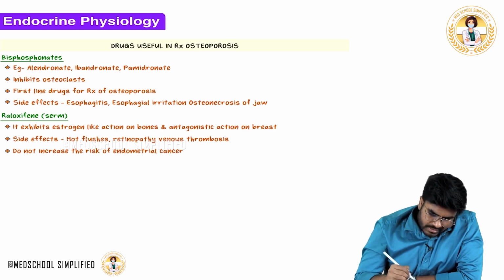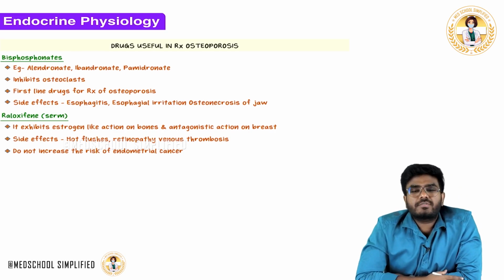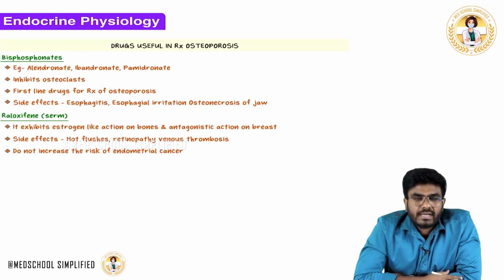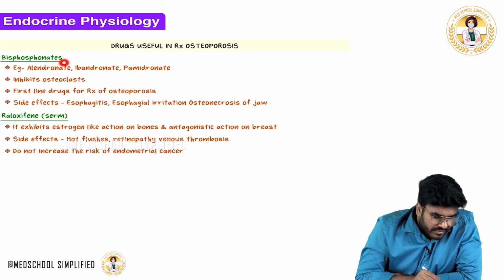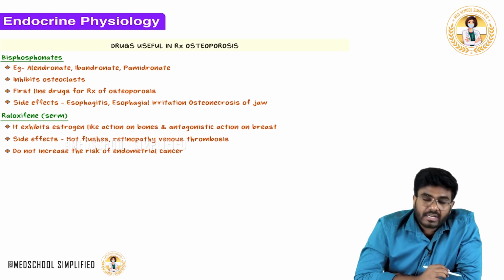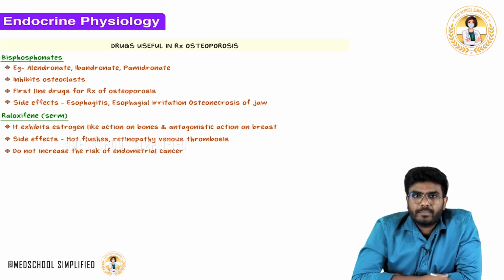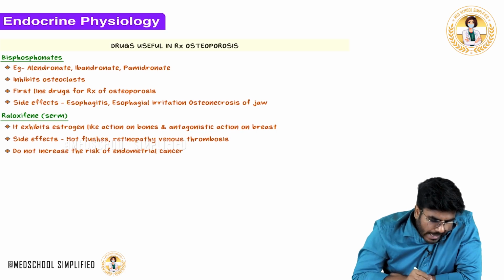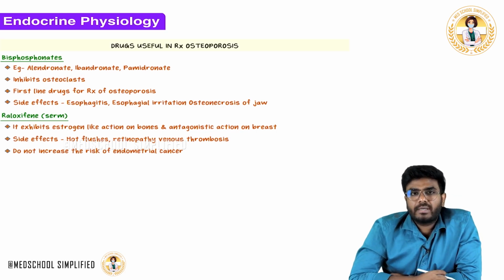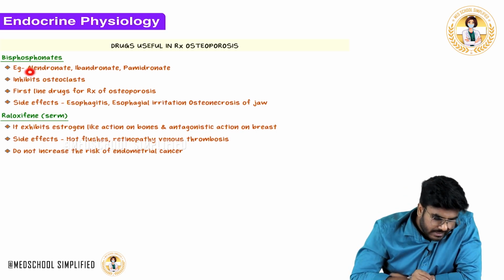Now after this, let's discuss the drugs which are used in the treatment of osteoporosis. Let's discuss the first group of drugs, which are called the bisphosphonates. See, these bisphosphonates are considered the drug of choice, or the first line drugs, for the treatment of osteoporosis. What are the examples of these bisphosphonates? They include alendronate, zoledronate, pamidronate, ibandronate, all the drugs ending with dronate.